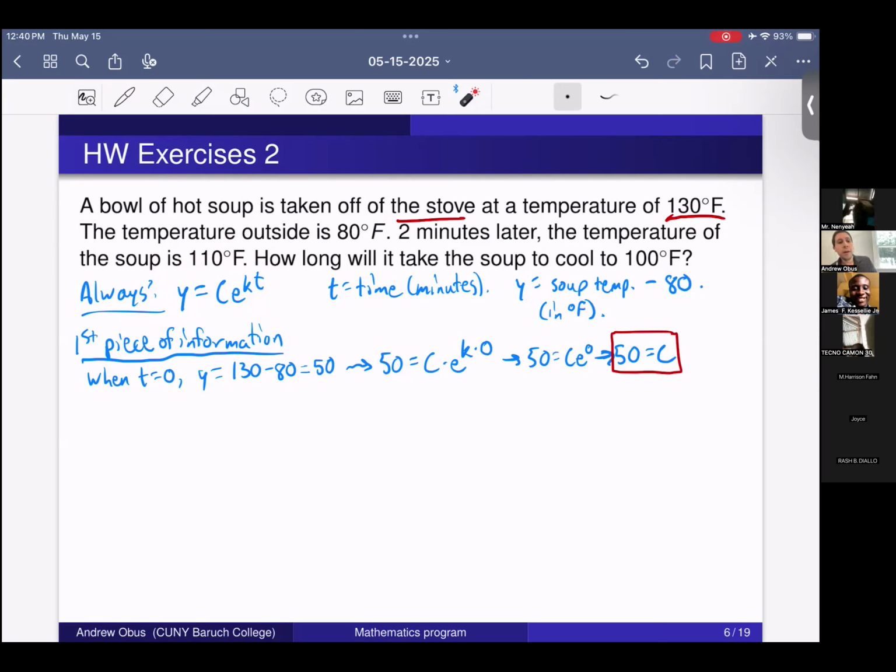In fact, if you do Celsius versus Kelvin, your y is the temperature minus the temperature outside. If you change Celsius to Kelvin, all that's going to do is add the same number to the soup temperature and to the temperature outside. So the difference is going to be the same. It's not going to make any difference when you subtract. So right, this 50 is going to be the same whether we're dealing, well, in this case, it's Fahrenheit, but if you converted it to Celsius, it would be the same as if you converted it to Kelvin. All right. Thank you so much.